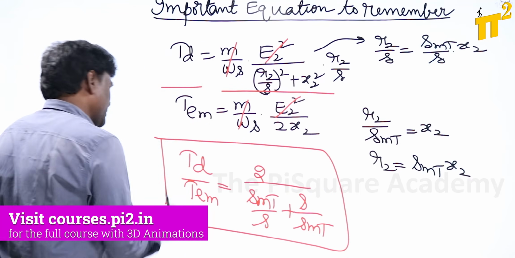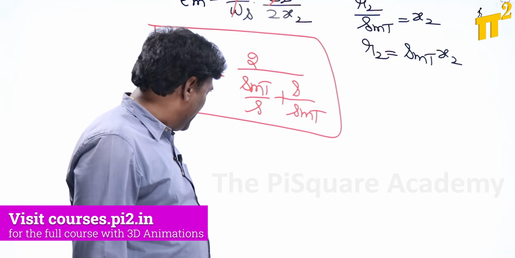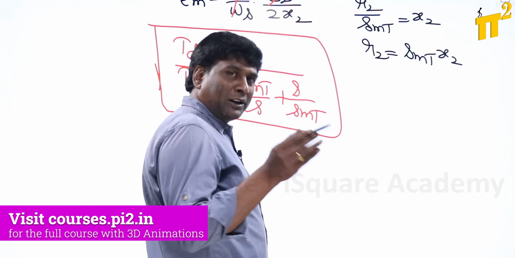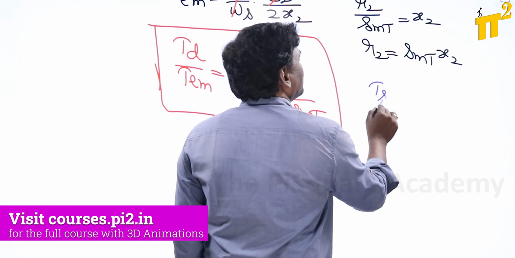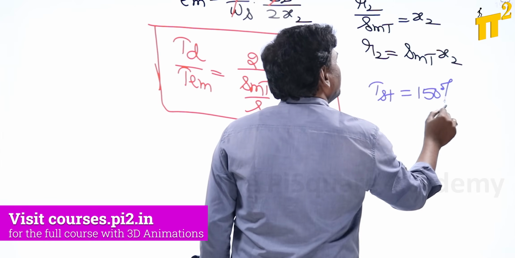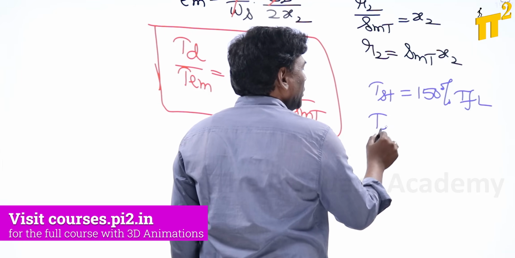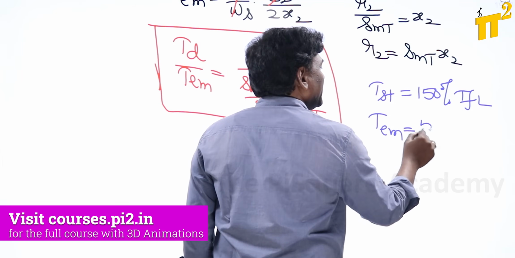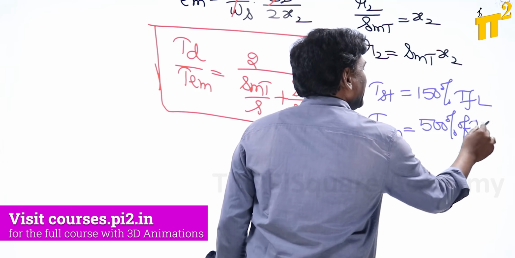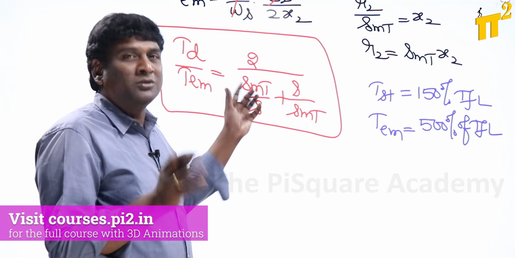It's actually very easy to remember only, right? Now how questions come from this area will be like this. Kind of they may give: for one of the induction motors, starting torque is maybe 150% of full load torque, and maybe pull out torque, maximum torque, is going to be 5 times or 500% of TFL, full load torque, and they can ask the slip at which maximum torque occurs.